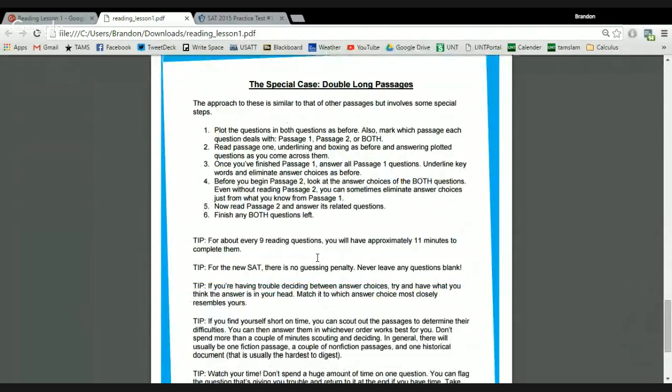Now, plot questions. Plot questions. Now we're going to move on to the double long passage.